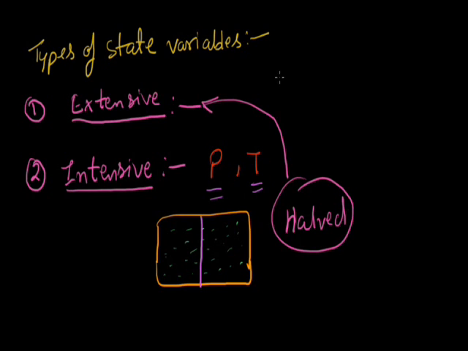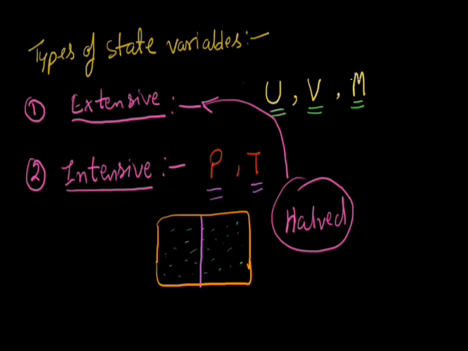I'm repeating again, please pay attention. If I am taking a system which is in equilibrium and dividing it into two parts, the variables that remain unchanged in each part are intensive and the variables whose value gets halved in each part are extensive. Examples of extensive variables are internal energy, volume and mass. As I am dividing the system into two parts, the internal energy, volume and mass will be halved. So these are extensive variables.